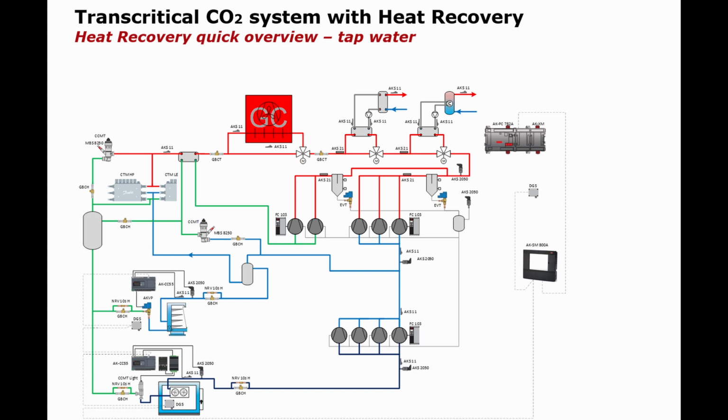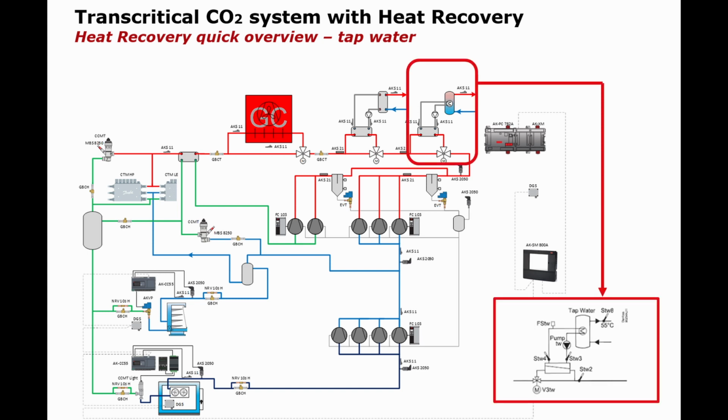First, the circuit for hot tap water will take the energy it needs to use. The remaining energy is then available for use by the next circuit. If there is then any excess energy, this is removed with the gas cooler. In the circuit represented in this slide, we can see the hot tap water. And in the detail, it's possible to see the recommended sensors positioning.